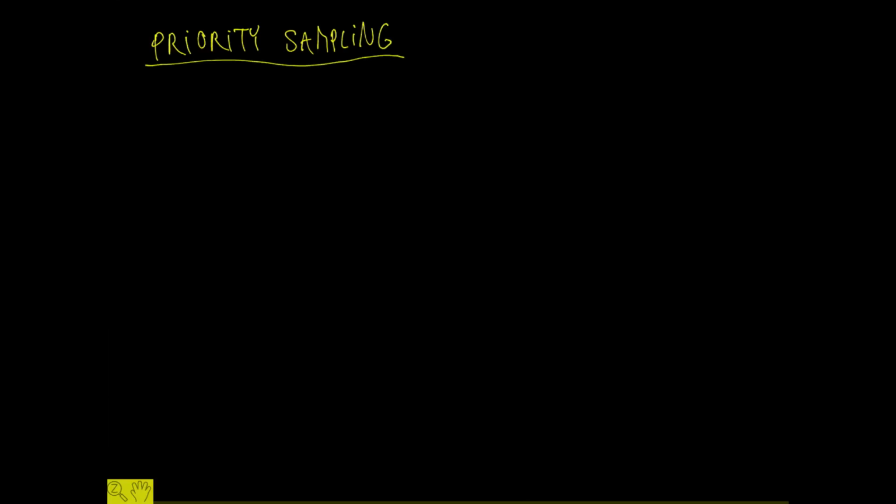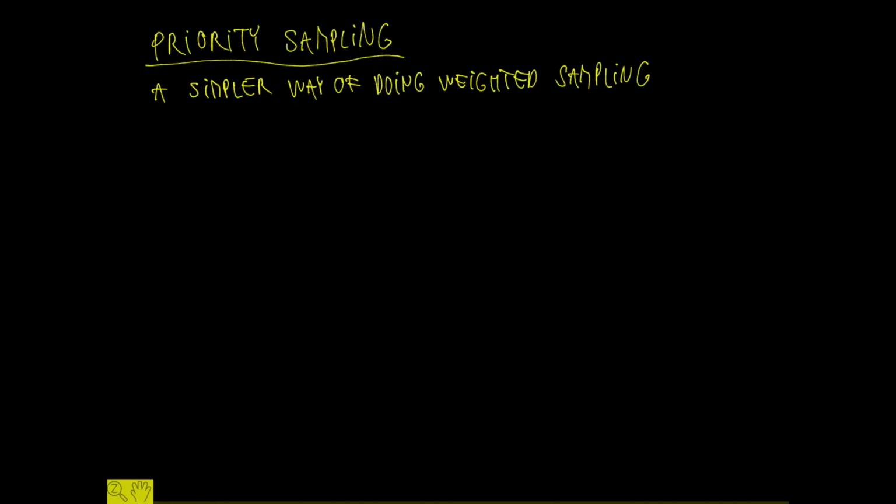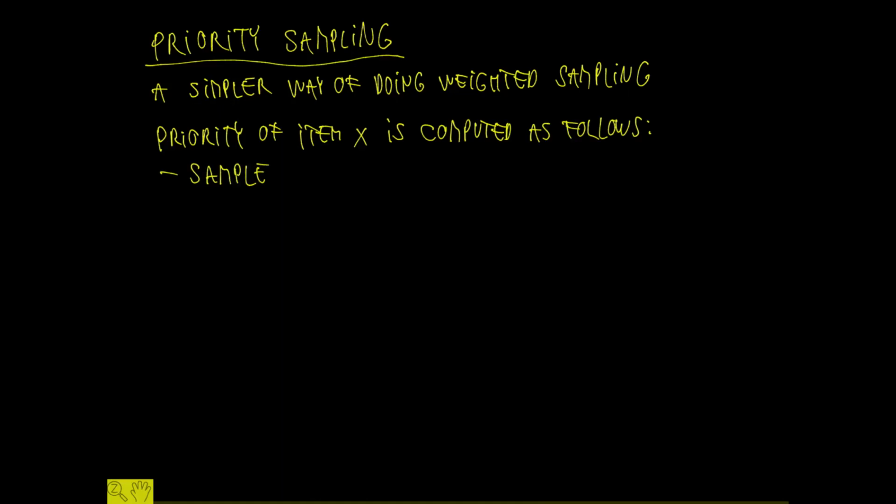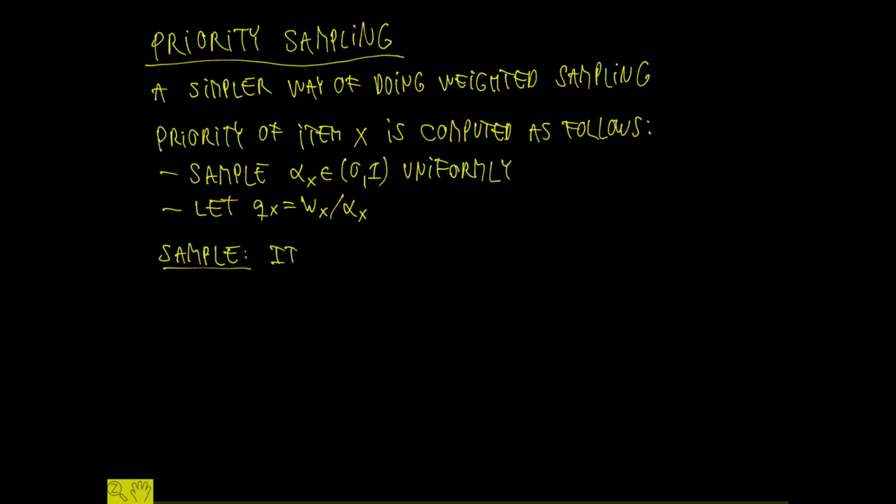The final topic of this lecture is priority sampling, which is a simpler way of doing weighted random sampling. The idea is to assign to each element a priority. So item x gets a priority q_x that is computed as follows. We sample a random value, alpha_x, in the interval 0 to 1 uniformly. Then q_x is simply the weight divided by alpha_x. So we see that higher weight elements tend to have higher priorities, but even low weight elements can have a very high priority. Now the sample is simply the S items that have the highest priorities.